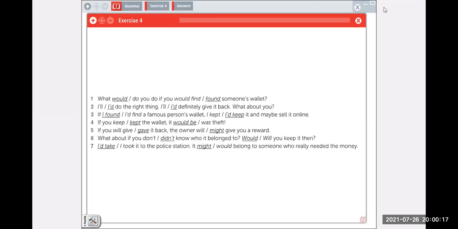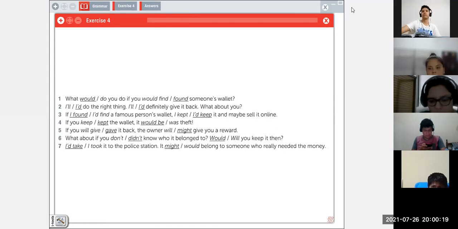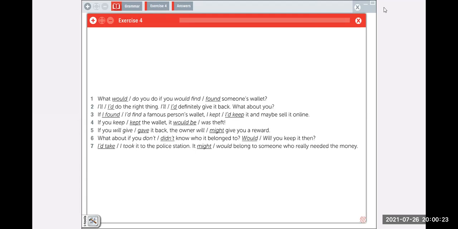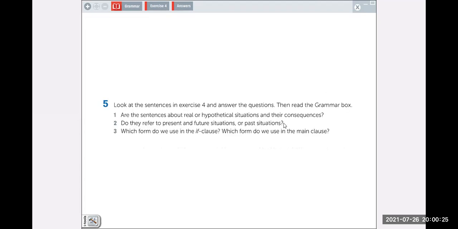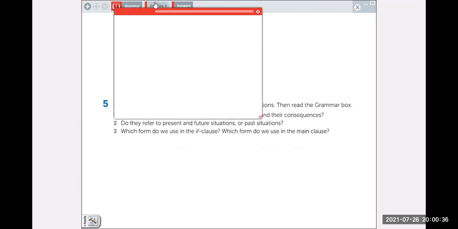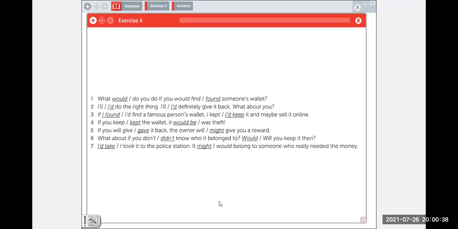What do you think? Present situations. Present and future situations, right? Both. Very good. No, we don't talk about past situations. And number 3, which form do we use in the if clause? And which form do we use in the main clause? So which form do we use in the if clause?